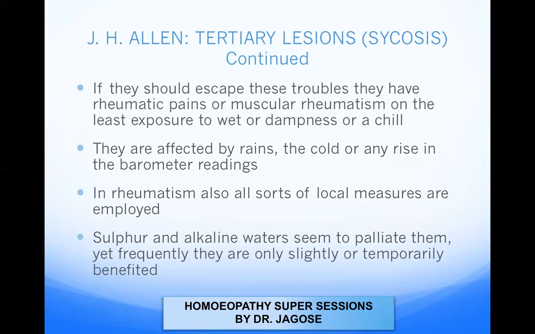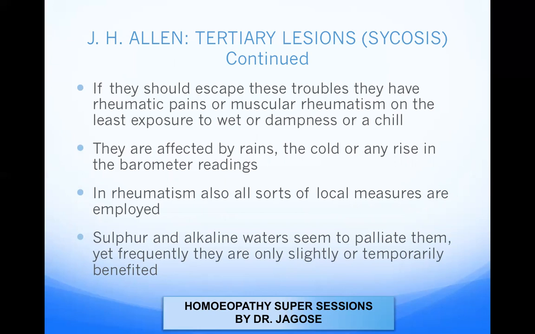If they should escape these troubles, they have rheumatic pains or muscular rheumatism at the least exposure to wet or dampness or a chill. So Dr. J.H. Allen says that if they escape these troubles of bronchitis, then they may manifest rheumatic pains or muscular rheumatism, which are aggravated from the least exposure to wet or dampness or even a chilly wind or a chill. They are affected by rains, the cold, or any rise in the barometer reading. So any change of temperature, any fluctuation of the surrounding temperature, will aggravate the muscular or the rheumatic pains.